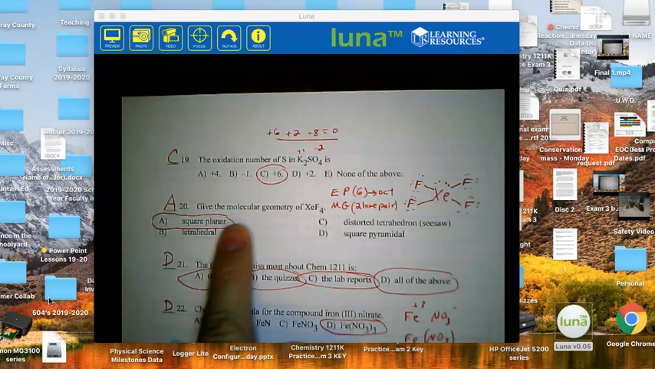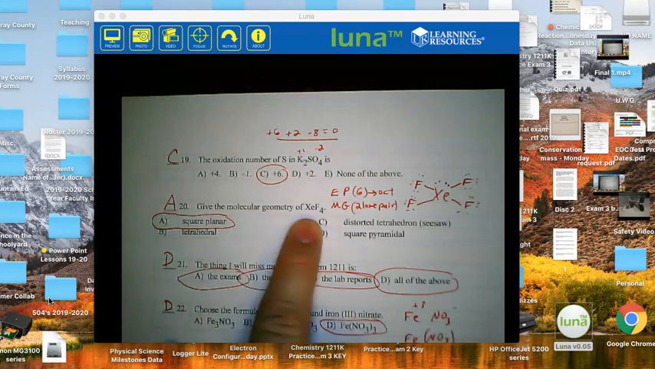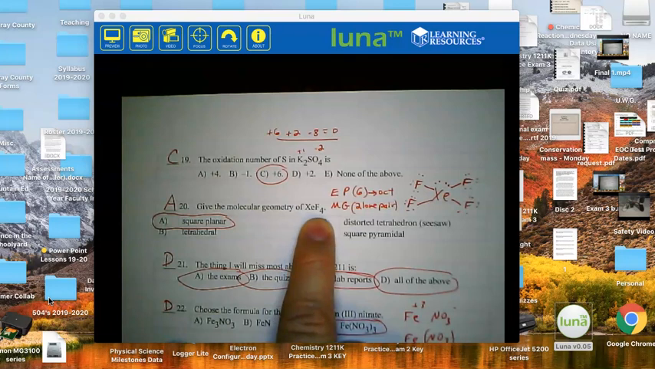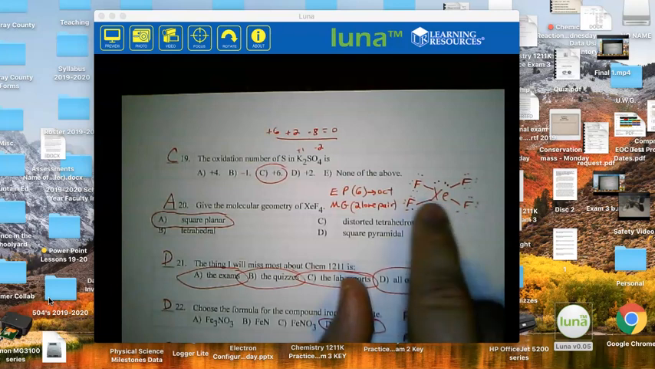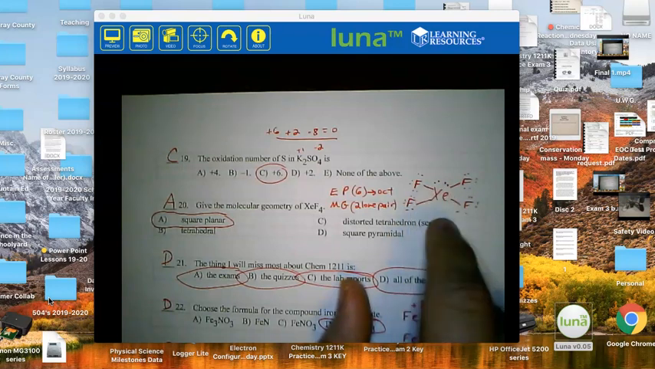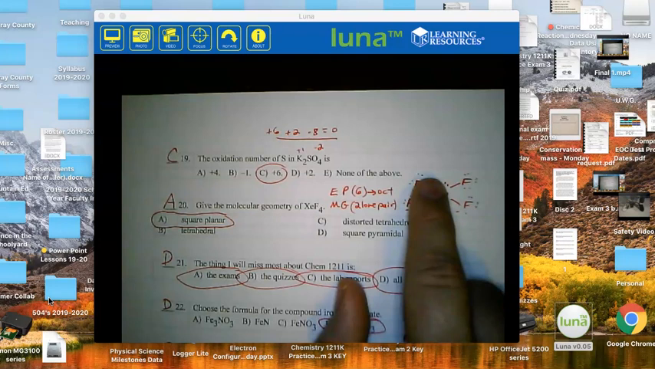For number 20, give the molecular geometry of XeF4. So here we have to draw out the Lewis dot structure for the compound. Xenon is a noble gas and has 8 valence electrons. It takes 4 of those electrons and makes covalent bonds with fluorine. Okay, so fluorine has 7 valence electrons, so it has 3 lone pairs and 1 electron that it's sharing with xenon.